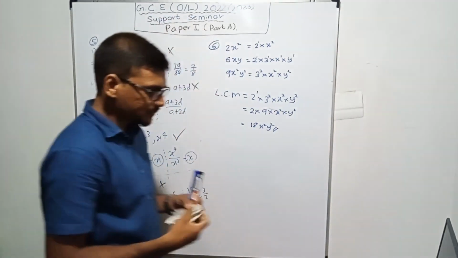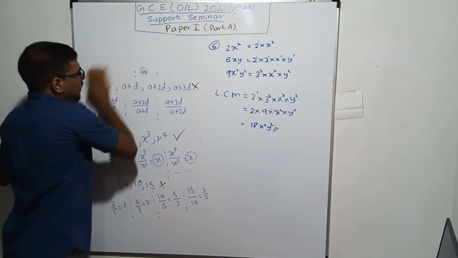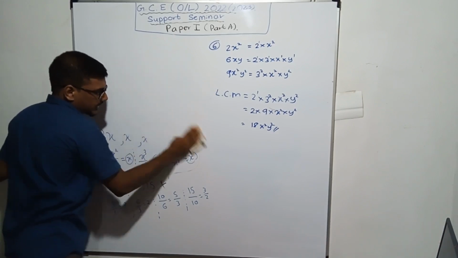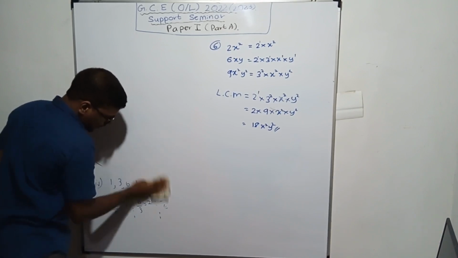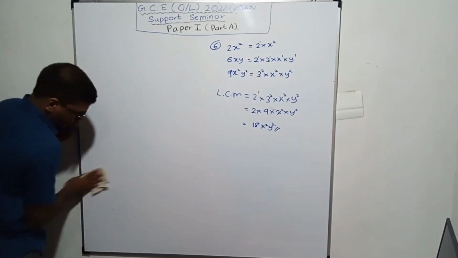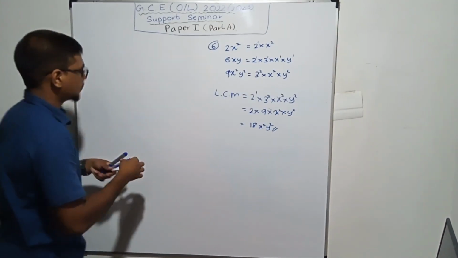We'll move to the next sum. There they have given us three triangles, and we have to write what are the two congruent triangles. So I will draw.